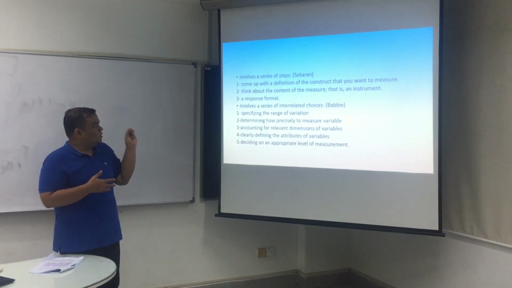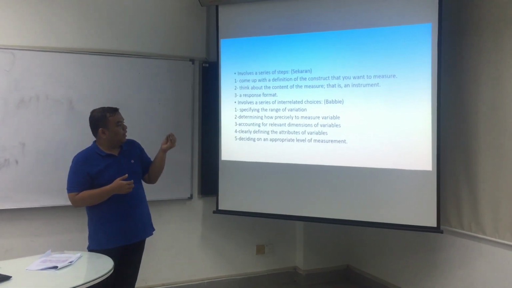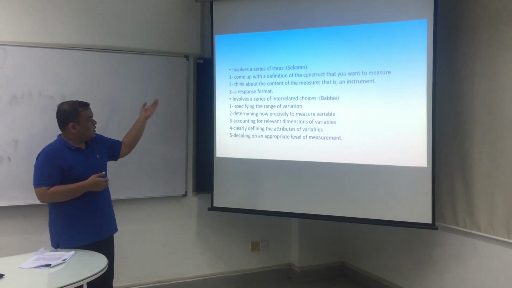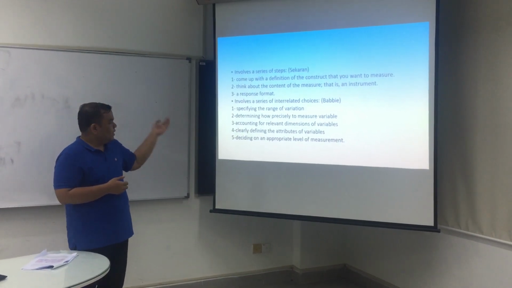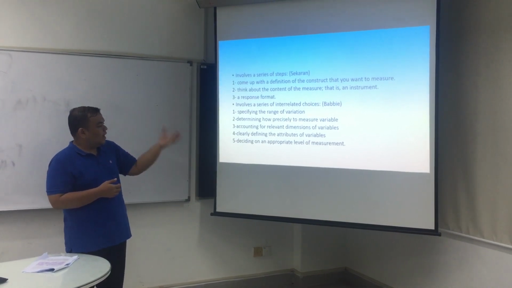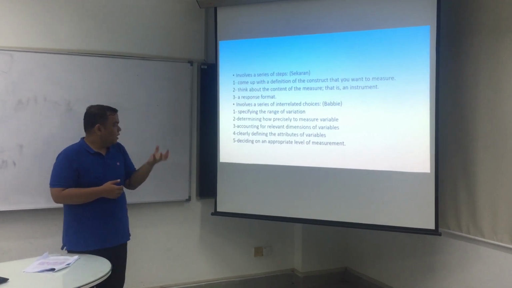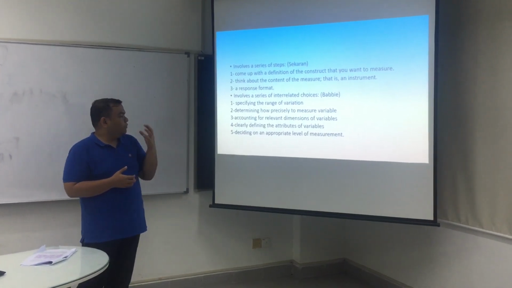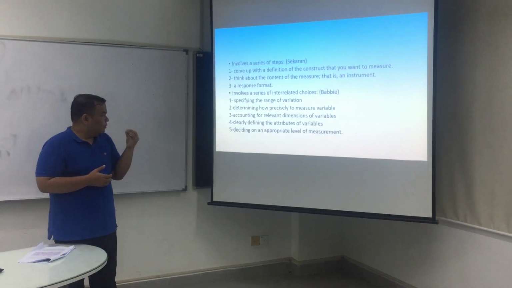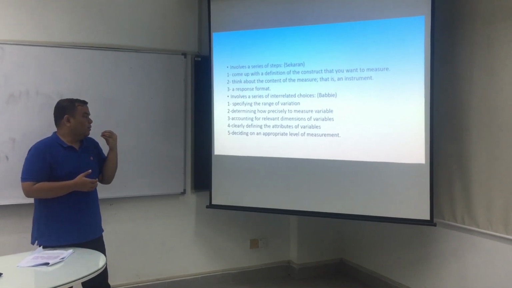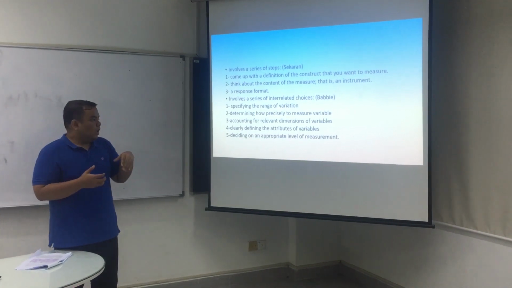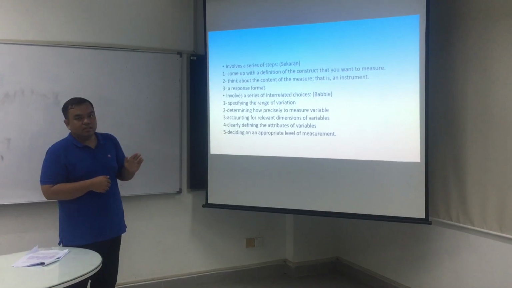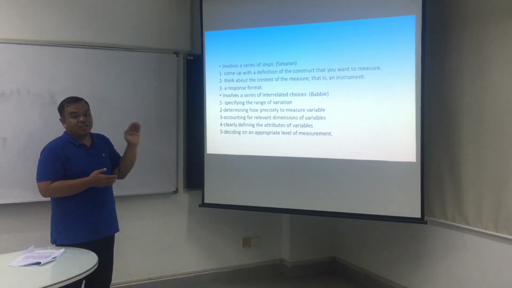Next, it also involves a series of interrelated choices we took from the Babbie book. First, specifying the range of variation. Second, determining how precisely to measure a variable. Third, accounting for relevant dimensions of variables. Fourth, clearly defining the attributes of variables. And number 5, deciding on an appropriate level of measurement. So this is the series of interrelated choices for operationalization.